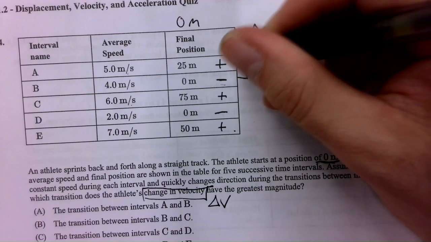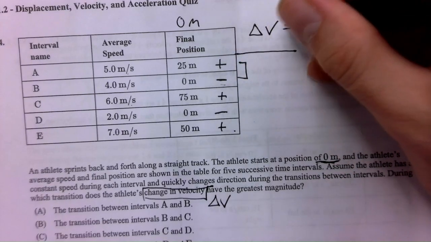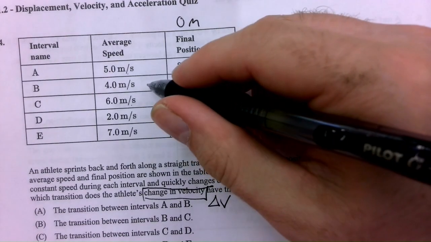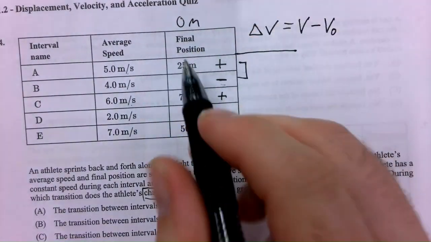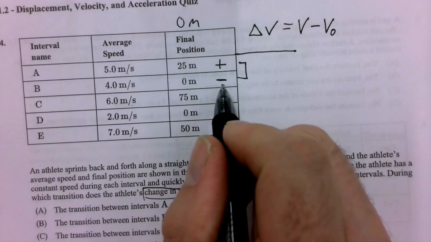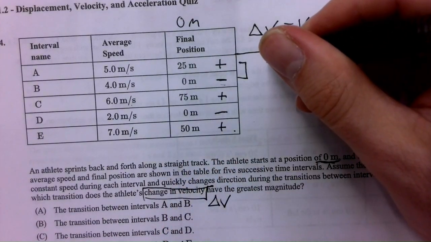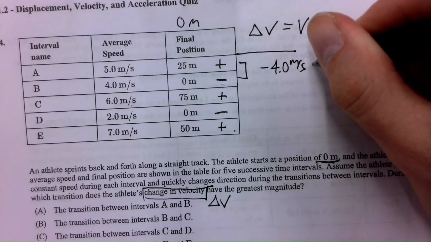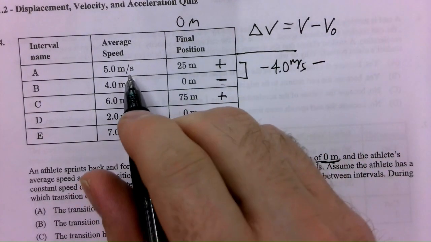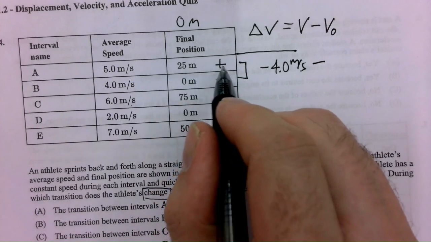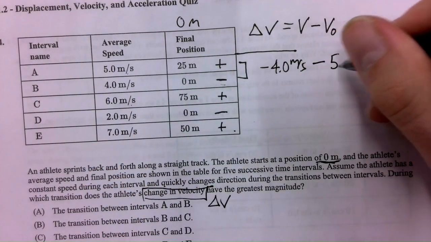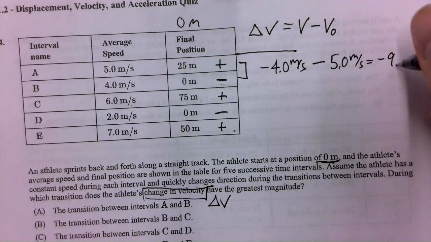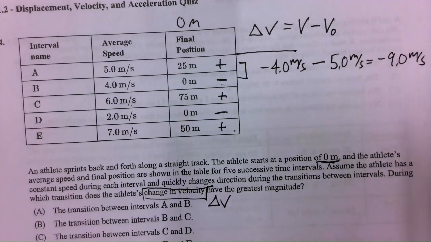So for the interval of A to B, delta v is going to be our final velocity minus our initial velocity, so we'll always take our second velocity. It's 4, that's the speed, minus 4, that's our velocity, so we're at minus 4 meters per second minus the velocity at A, which is positive 5 meters per second. So minus 4 minus 5 is minus 9.